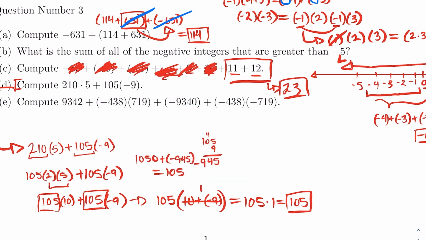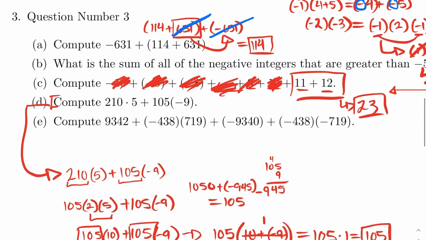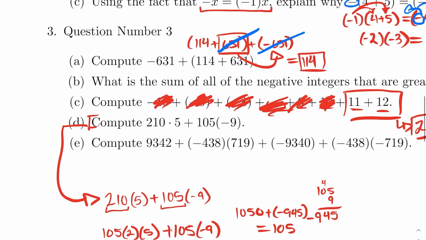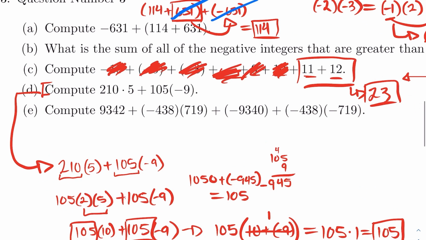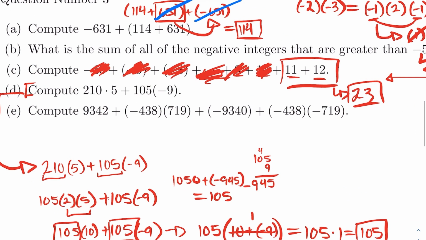So now finally we can do E of question number 3. So compute 9,342 plus negative 438 times 719 plus negative 9,340 plus negative 438 minus 719.